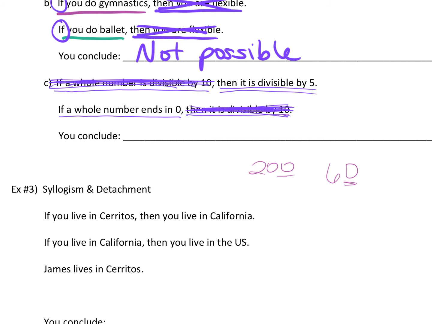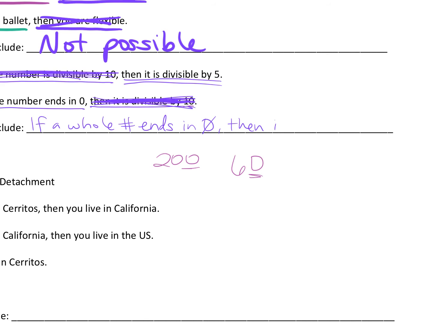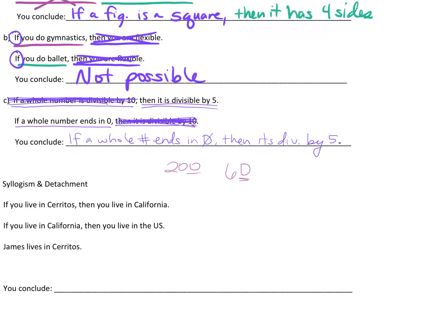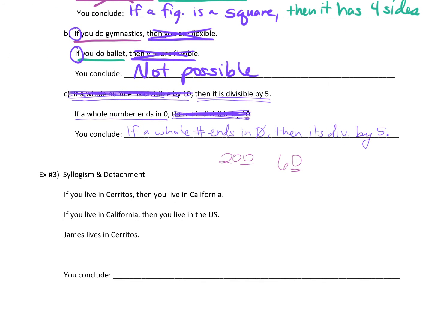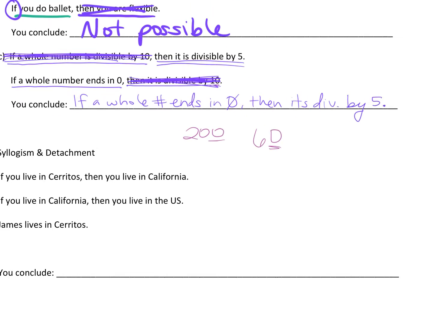Okay? So this one would be: if a whole number ends in 0, then it's divisible by 5. Okay, if a whole number ends in 0, then it is divisible by 5. Questions on that?